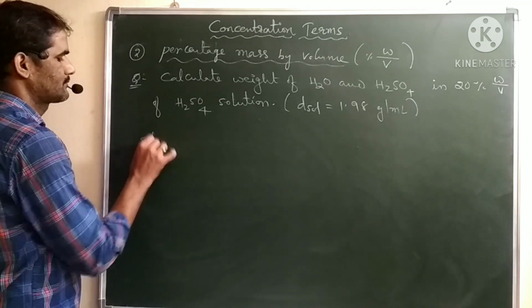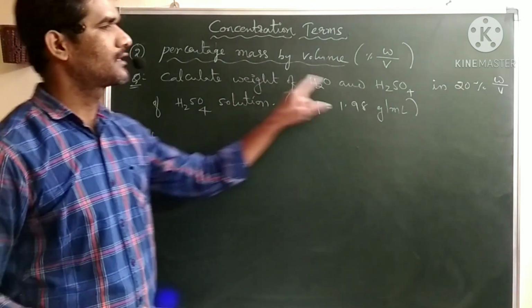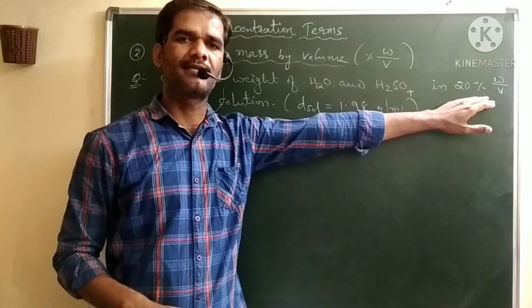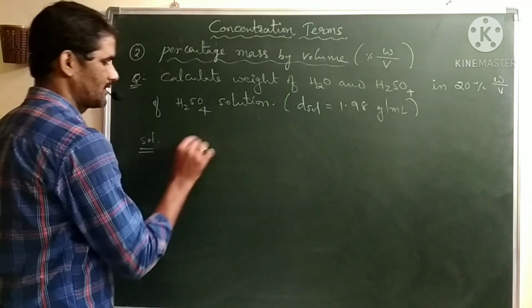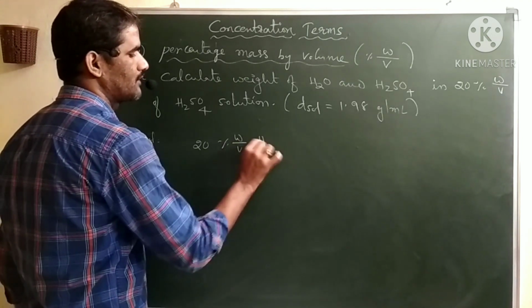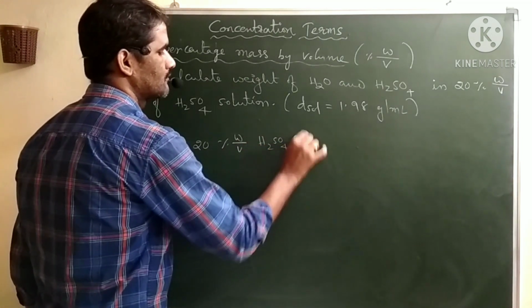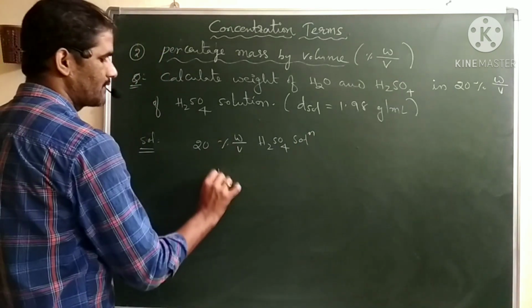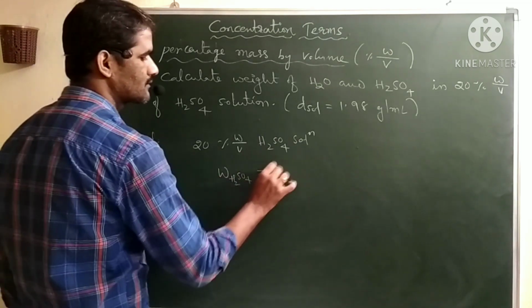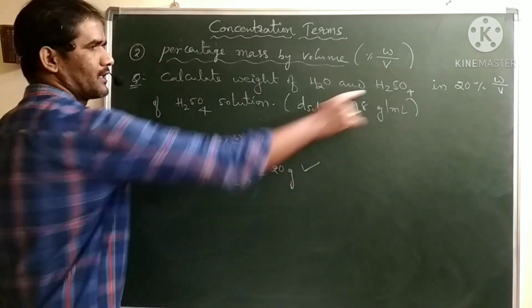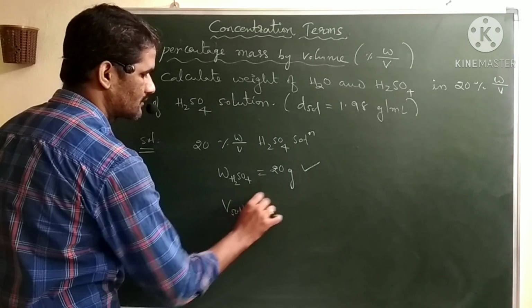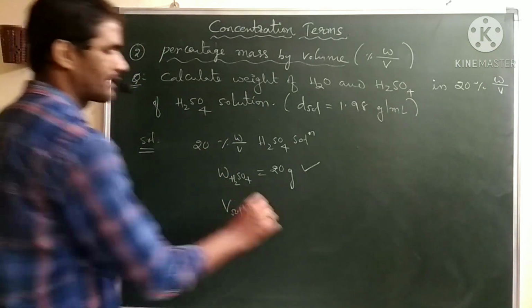Now the solution for this. So we have to calculate weight of water and sulfuric acid, and they give 20 percentage weight by volume. First we will expand this. What is the meaning of 20 percentage weight by volume H2SO4? 20 percentage weight by volume H2SO4 solution means what? The weight of H2SO4 is equals to 20 grams. Anyhow, first one is over. They are asking weight of H2SO4, and the second one, volume of solution. Weight by volume percentage means in 100 ml.